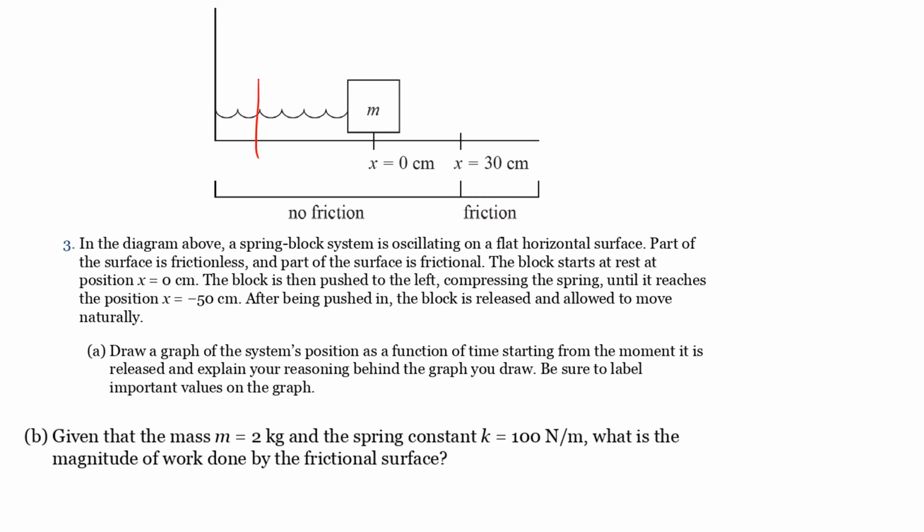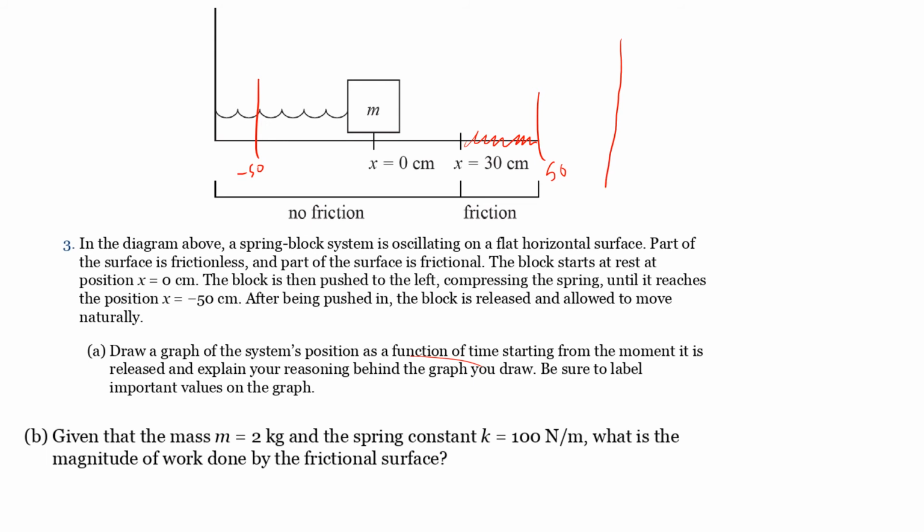All right, so we're going down to minus 50. And then the block is released and allowed to move naturally. So then it would go over here to plus 50. Now this section right here is your rough section that has friction. Okay, so draw a graph of the system's position as a function of time, starting from the moment it's released, and explain your reasoning behind the graph you drew. Be sure to label important values in the graph.